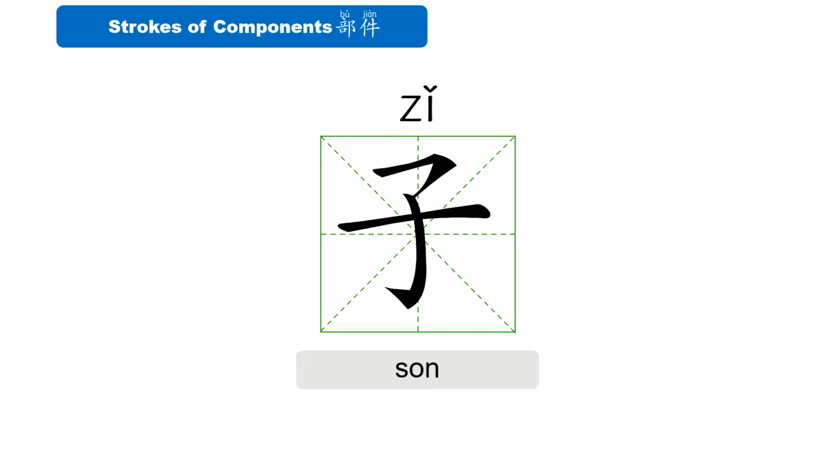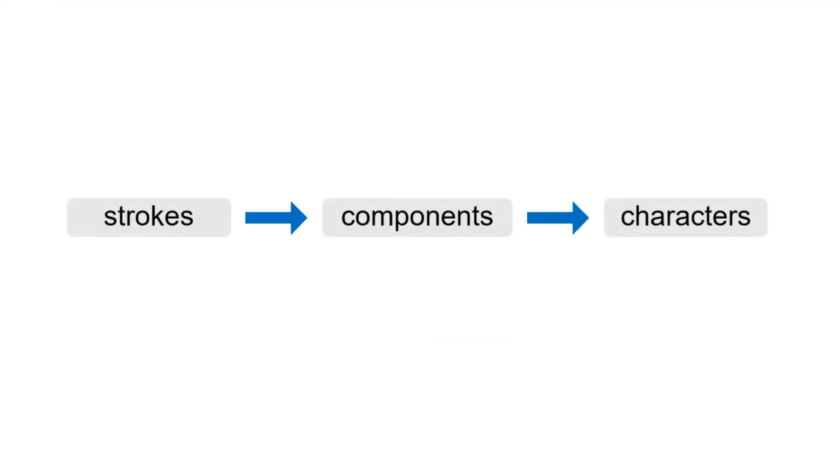And one component is composed of one or more strokes. For example, the component 子 of the character 好 is composed of three strokes: 横钩 horizontal hook, 竖钩 vertical hook, and 横 horizontal. So, in the structure of characters, strokes are the basic constructional units of components. Components are the basic constructional units of characters.